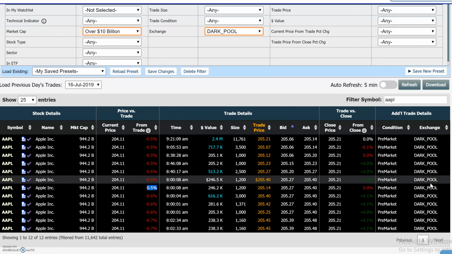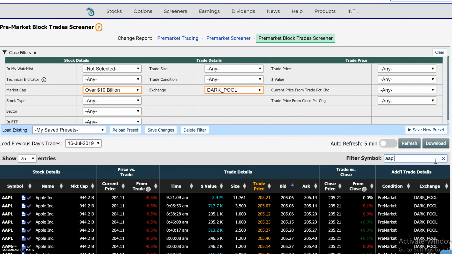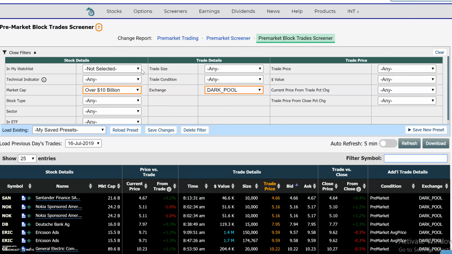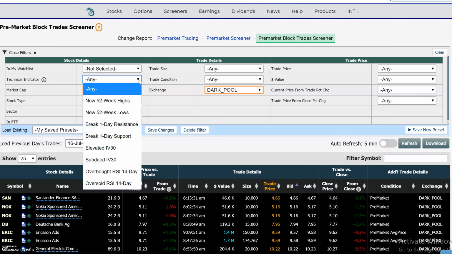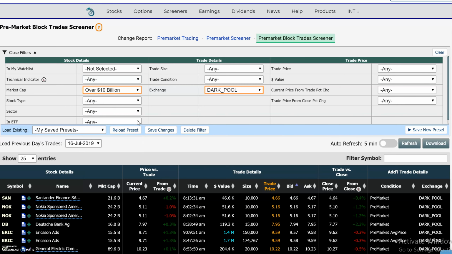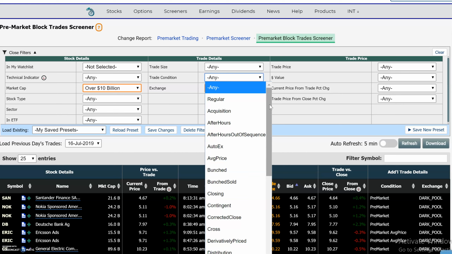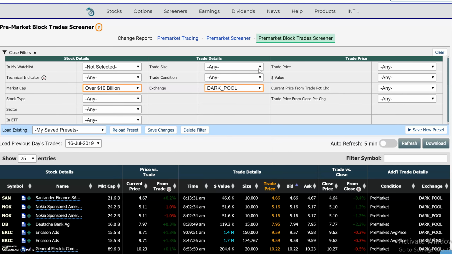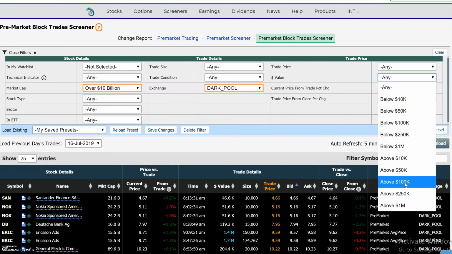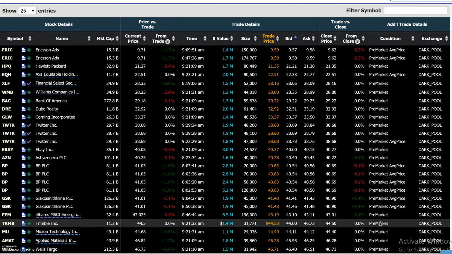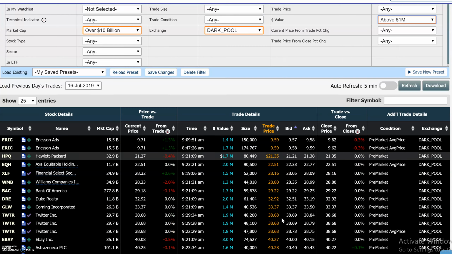And this one is in the dark pool. So I'm just going to let go of this one symbol to get back to any symbols. You could also look for stocks that are in your watch list. You could set some indicators if the stocks are breaking any type of technical indicator that's listed in here. You could also look for stocks that are members of a certain ETF, or pick any of the trade conditions that are available. Trade size, if you're looking for very large trades, you could set it above 1 million, for example. So this will look for much larger trades.